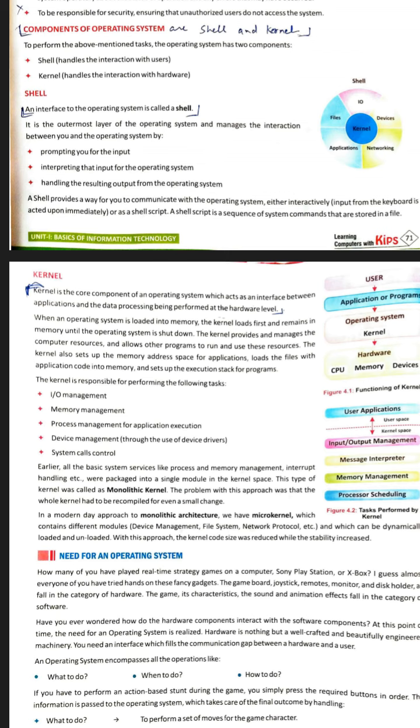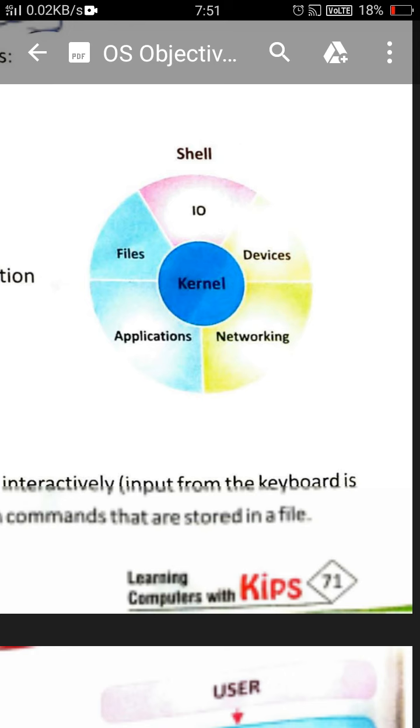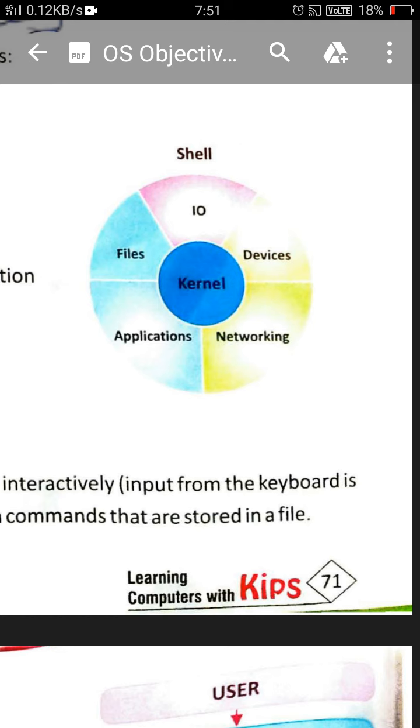Showing you the diagram. Have a look at this diagram. The outer layer is the shell, and when a person communicates with the computer, it communicates with its outer layer, that is the shell. In turn, the shell communicates with the files, I/O, input output devices, and the networking. Finally, these input output and file devices communicate with the kernel, and finally the kernel communicates with the hardware.